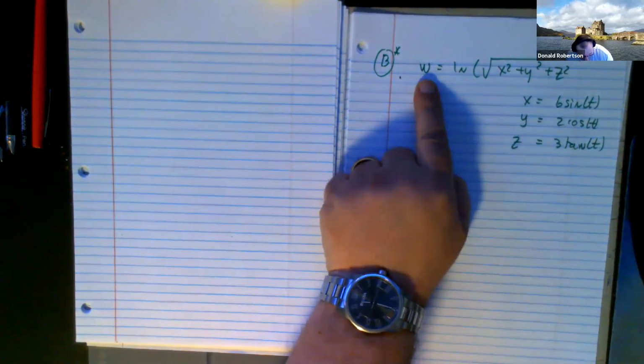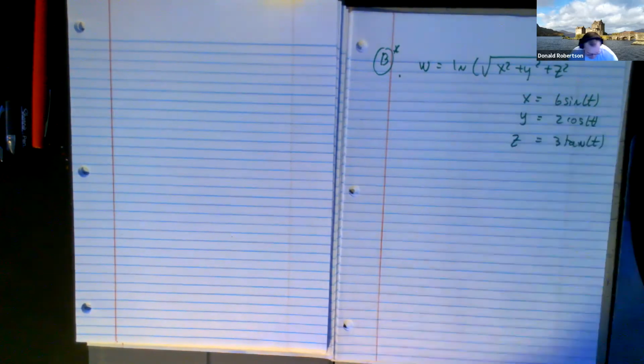And X is only a function of T, and Y is only a function of T, and Z is only a function of T. So this is a chain rule where the main function is in terms of 3 variables, and the subsidiary variable, in this case, it's just 1, it's T.